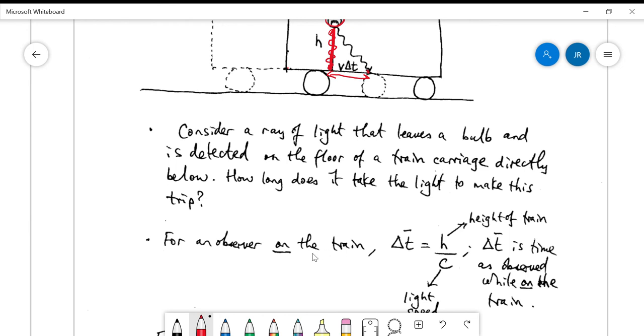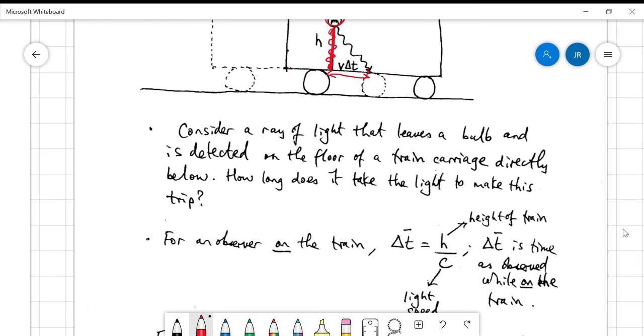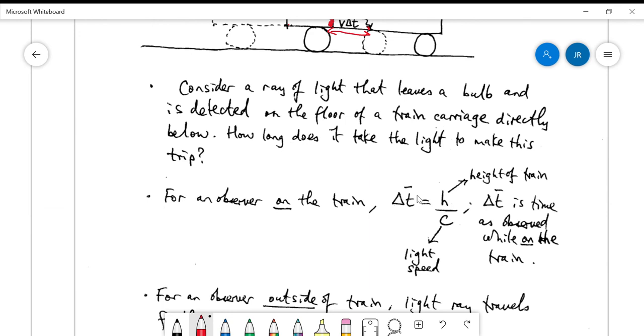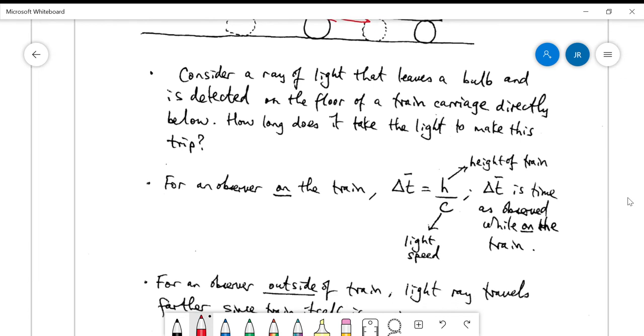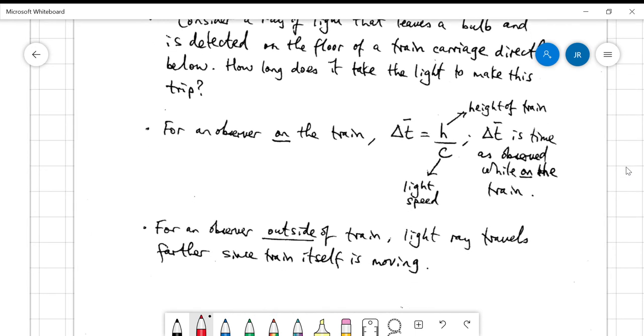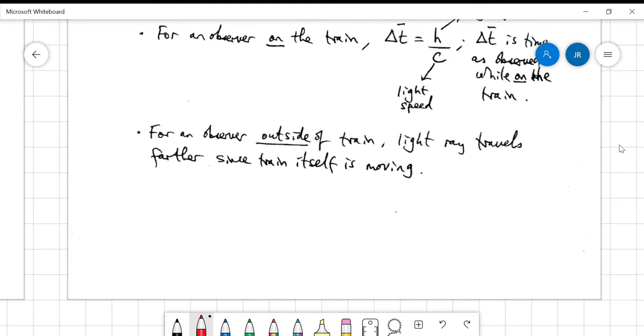So for an observer on the train, let's see, then we've got this expression here where we've replaced v with c because we're looking at light and the velocity of light is a constant c. So instead of v dt is a distance, we can say that c dt is a distance, and we set that distance equal to the height of the train. Okay. For an observer outside of the train, the light travels farther since the train is moving. Okay. So that all seems pretty reasonable.